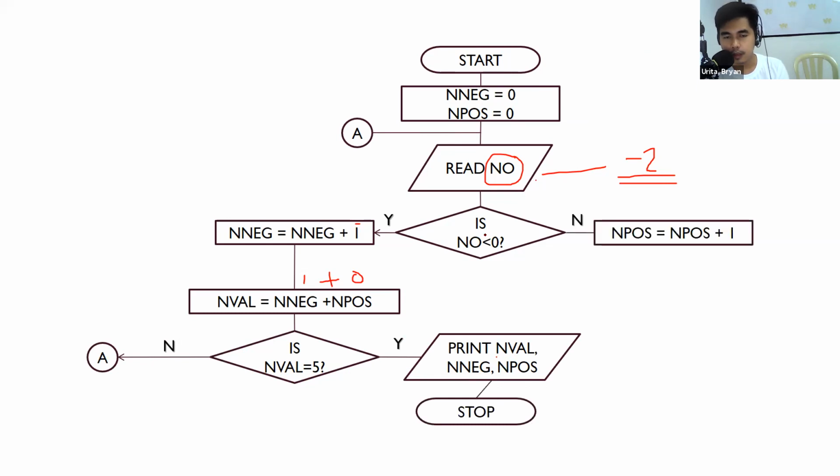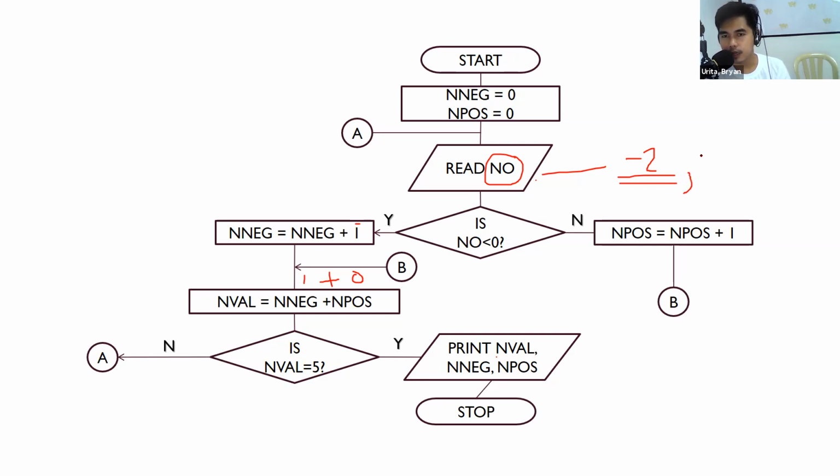Ngayon, if the number that we enter is not less than 0, ibig sabihin positive siya. Ito naman ang gagawin niya. Katulad lang ng nneg. So, ganun lang din. Kaya magpa-plus 1 lang tayo sa counter natin na npos, then i-add ulit natin yung nneg at npos natin. At bibilangan niya kung ilan yung in-enter na natin.